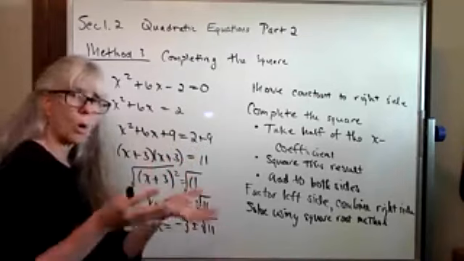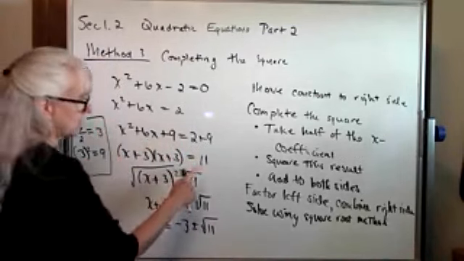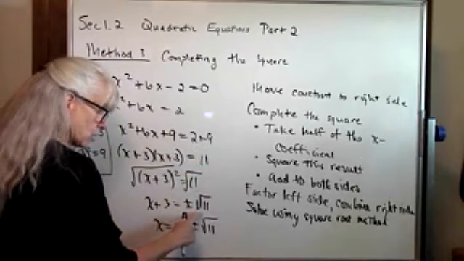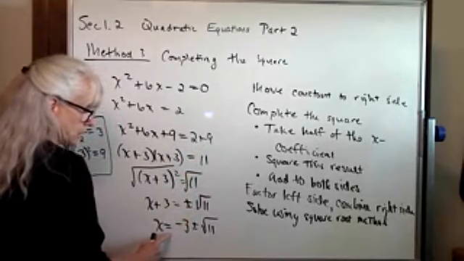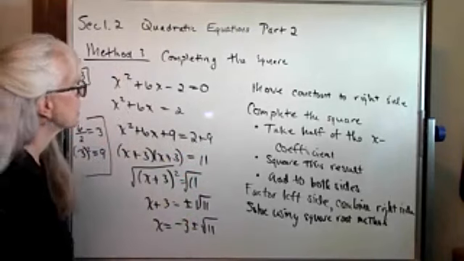It will always be a quantity squared, always, because that's what you did when you completed the square. That's equal to 11. We're going to square root both sides. That gives me x plus 3 equals plus or minus the square root of 11. Then we moved over the 3. So x is equal to negative 3 plus or minus the square root of 11. And that gives us our 2 answers. And that's completing the square.